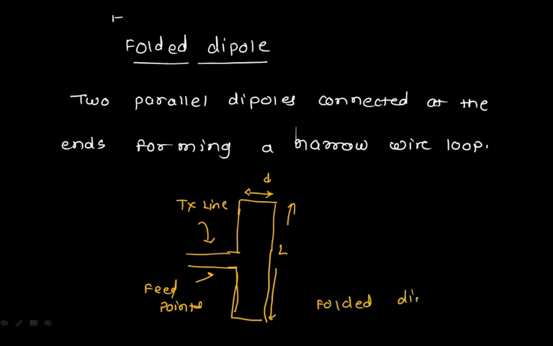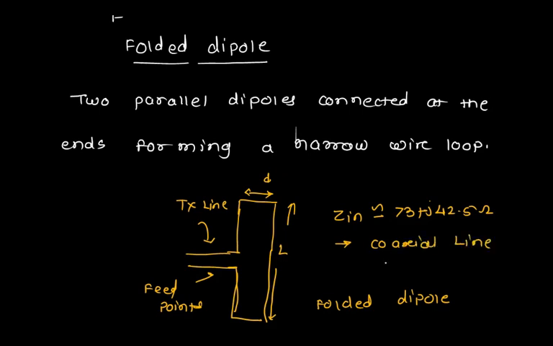What are the important properties of the folded dipole? Whenever we talk about the dipole antenna and its input impedance, the input impedance of the dipole antenna will be given by Zin equal to 73 plus j42.5 ohm. It is very comfortable whenever you are using a coaxial line because its impedance is 75 ohm. But what will happen if you are not going to use this antenna?